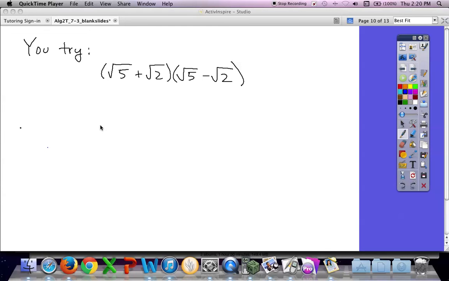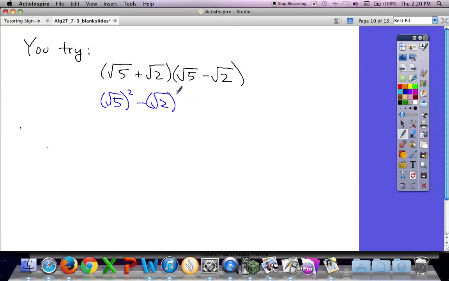Right. So again, this is multiplying conjugates, because the only thing that's different between them is the sign, right? Plus goes to minus. So we know that we don't really need to do all the FOIL. We could just do the first terms minus the last terms. So this will be the square root of 5 squared minus the square root of 2 squared, which is 5 minus 2, which is 3.